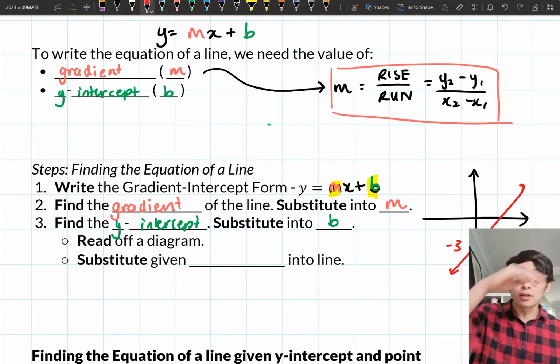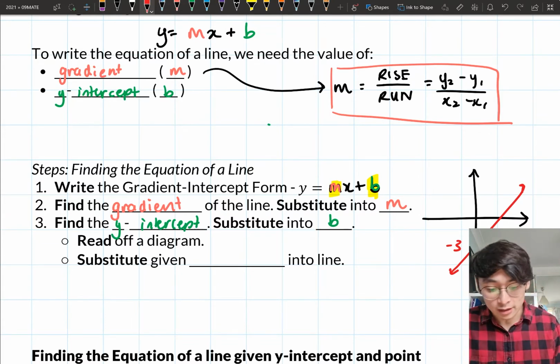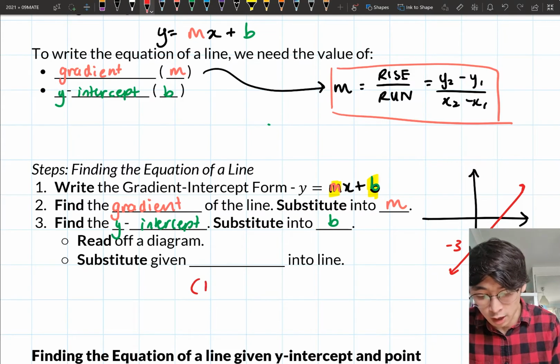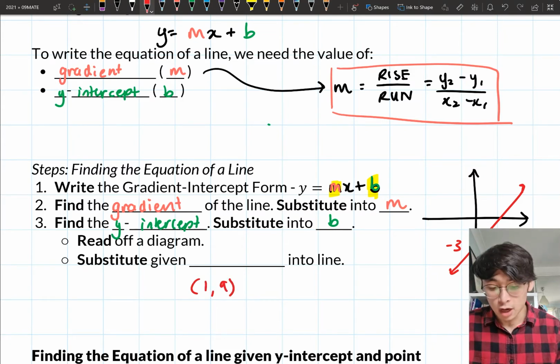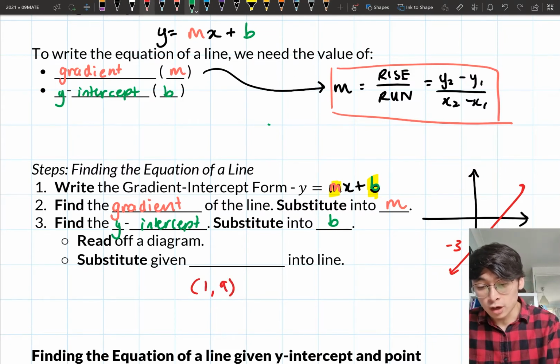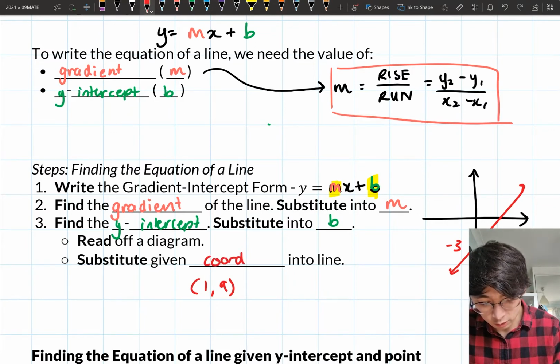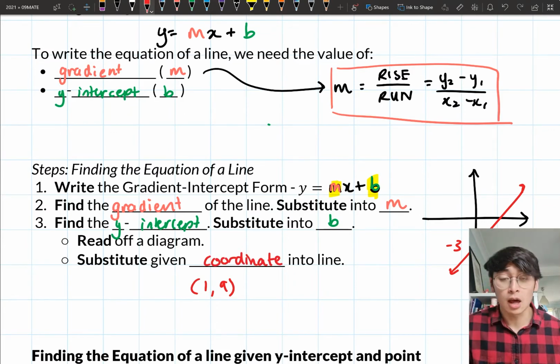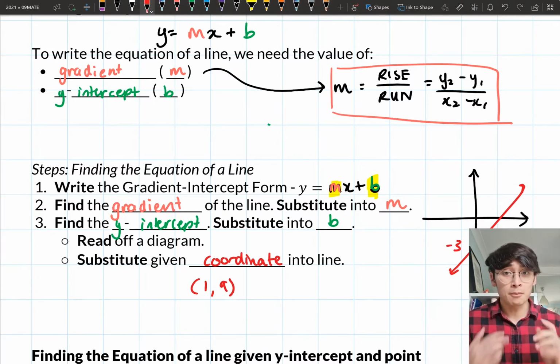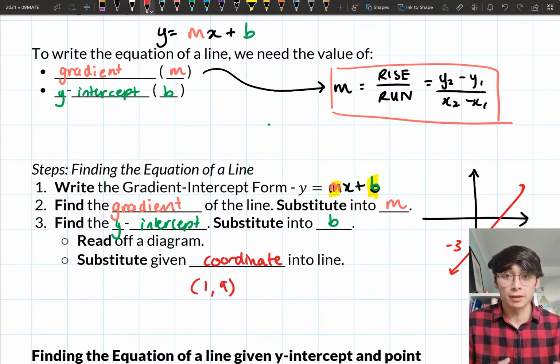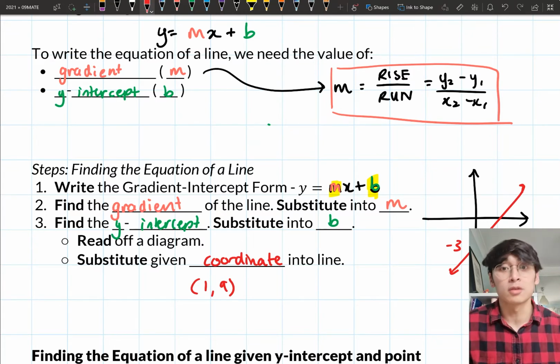However, the other way that we can do this is if they give you a point on your line, so like (1, 9) or something. We can substitute a given coordinate into the line. So we can sub it into our equation after we've subbed in our gradient, and that will help me find the y-intercept. I'm going to go through how to actually do both of these examples, so reading off a diagram and also substituting a point to help us find the equation of a line. So we're going to go through a couple of examples to do this.